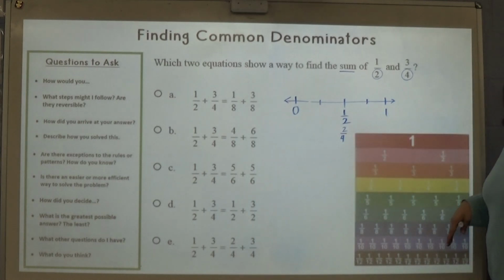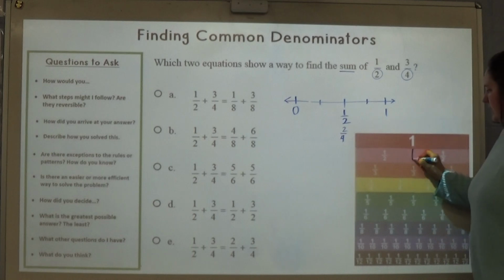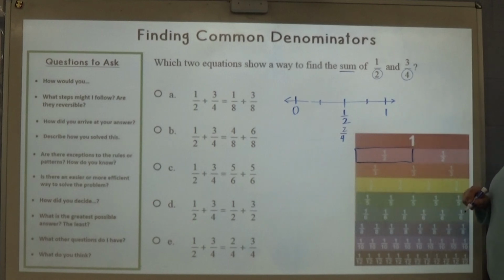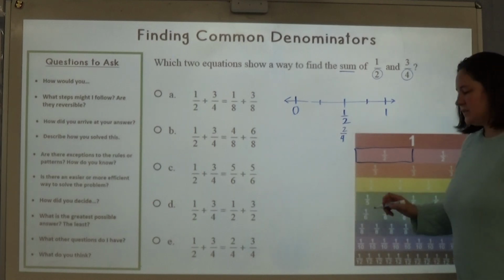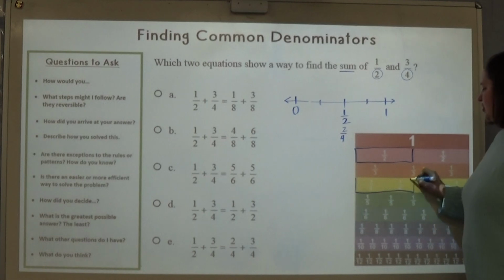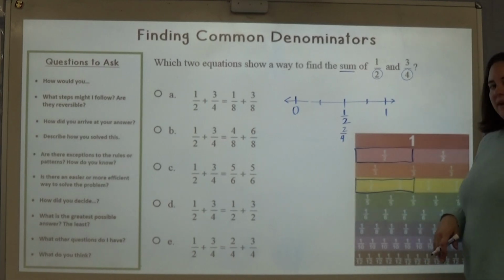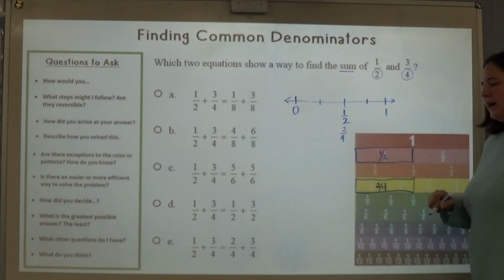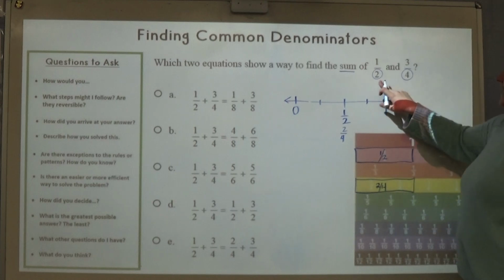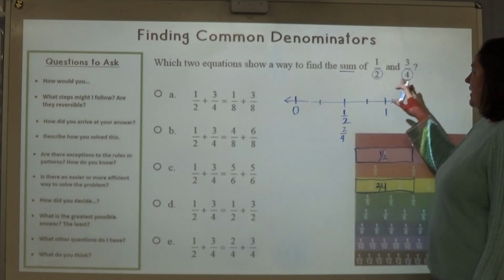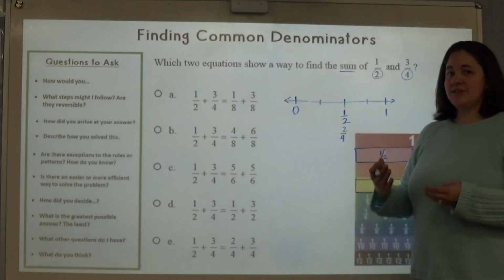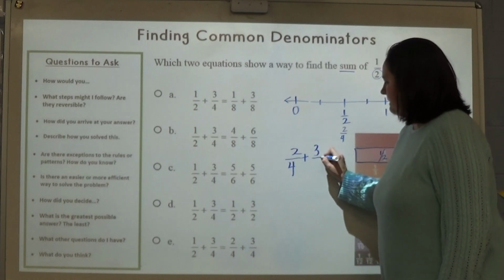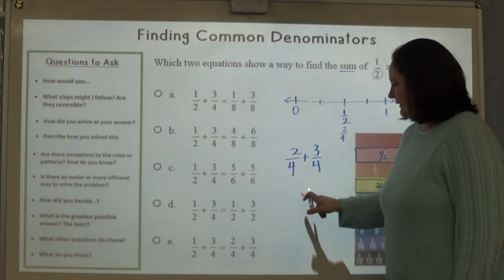Let's take a look at our fraction strips here. This represents 1/2. And we want to make it fourths, so we can go ahead and see that 2/4 is the same size as 1/2. So 2/4 is the same size as 1/2. Okay? So we'll rename 1/2 as 2/4, and then we have 3/4. The denominators are now the same. 2/4 and 3/4. Let me go ahead and make that look like a plus sign.